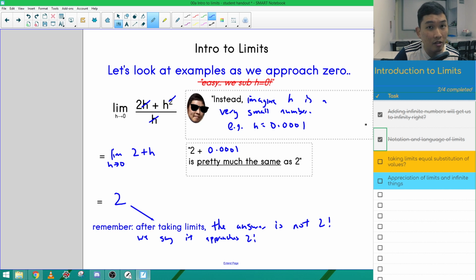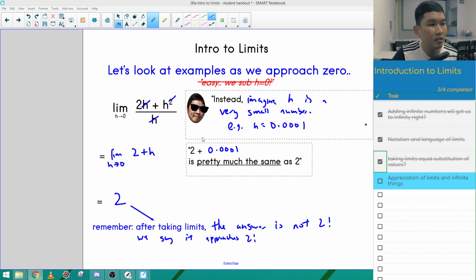Taking limits is not about substitution. It's about putting in numbers that are really, really small and very, very close to the number that we want. Like instead of 0, maybe I put in 0.0001. Instead of infinity, I can put in numbers like 99999, or for negative infinity, negative 99999. And then we can see what happens over there. Good, so that's one example of taking limits.